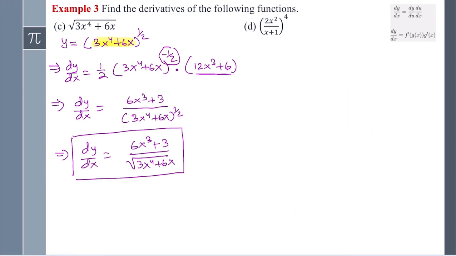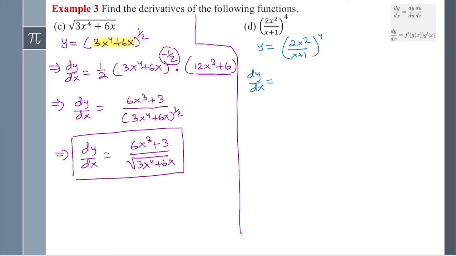Now let's look at the second question that we have here. Again, this is y equals 2x squared over x plus 1, raised to the fourth power. So our inside function here is 2x squared over x plus 1. So dy over dx equals 4 times 2x squared over x plus 1, to the third, times, now we have to find the derivative of the inside function.